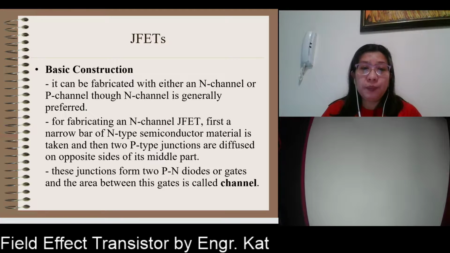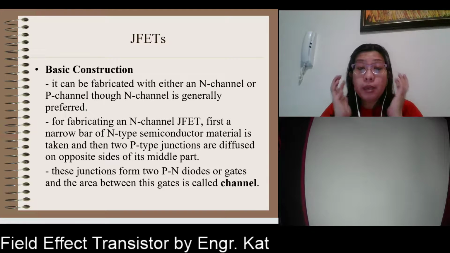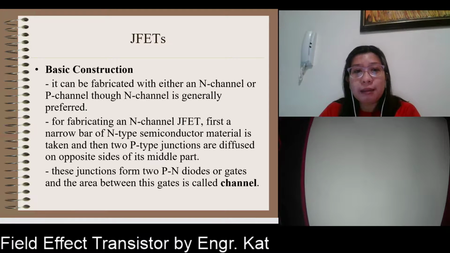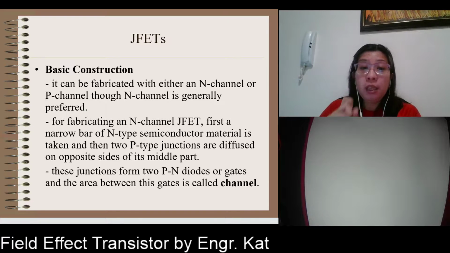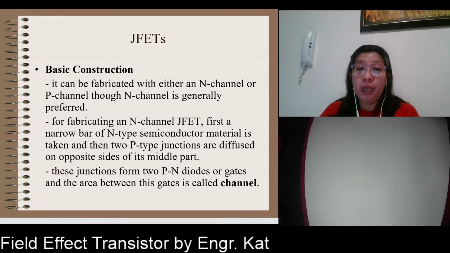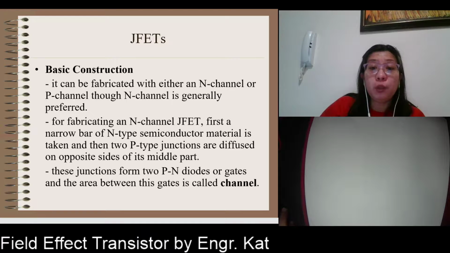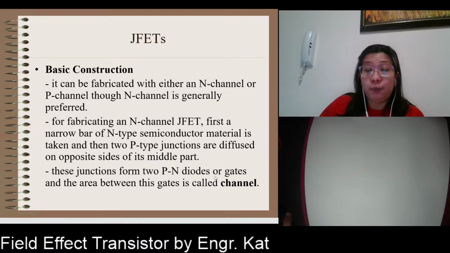So let us discuss how we are going to fabricate an N-channel JFET. For fabricating an N-channel JFET, first, we are going to get a narrow bar of an N-type semiconductor material. Then two P-type junctions are diffused on the opposite sides of its middle part. These junctions form the two PN junctions or the gates, okay? And the area between the gates is called the channel.